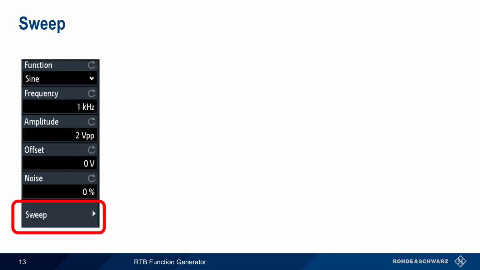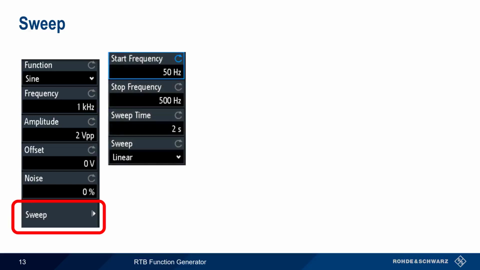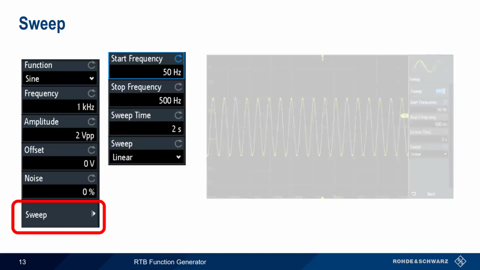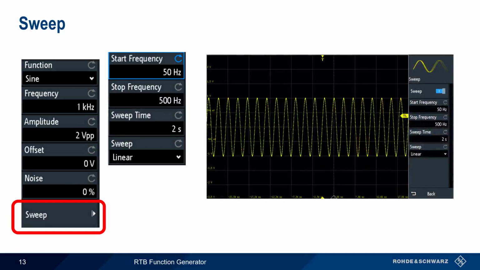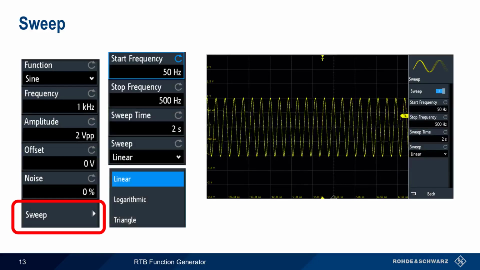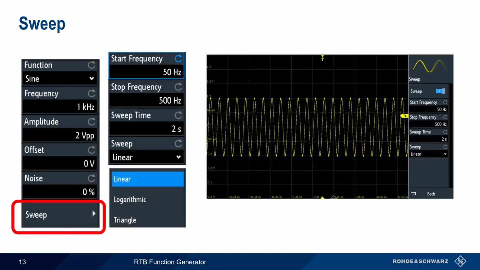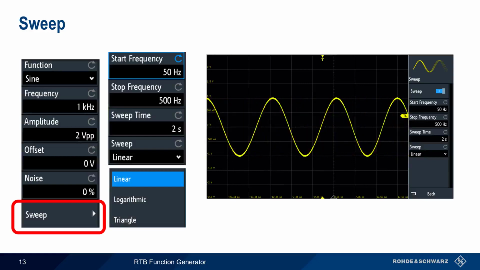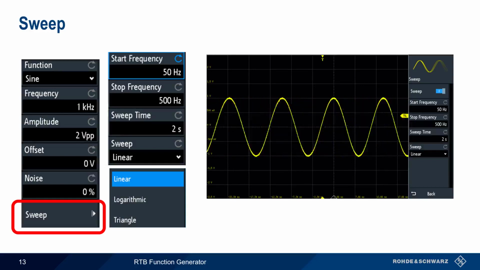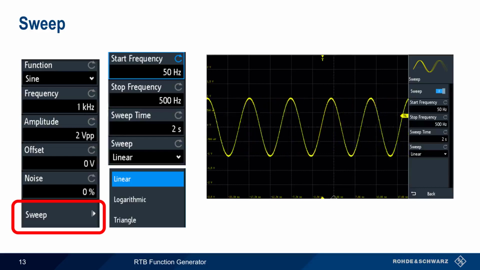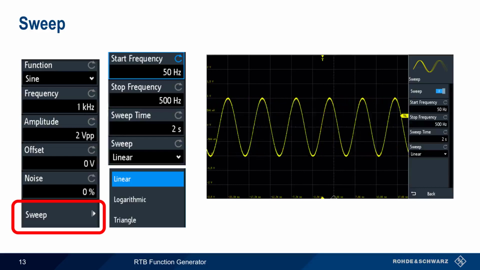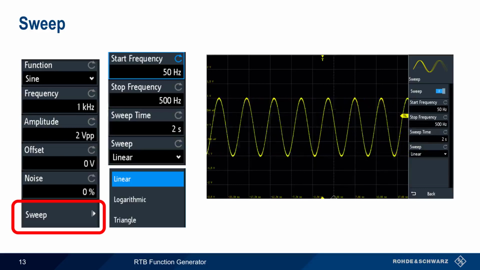Sweep can be used to dynamically vary the frequency of a generated waveform. The start and stop frequencies and the sweep time are specified, and this causes the frequency of the waveform to be swept across this range of frequencies. The sweeping can be done in several ways, such as a linear sweep that goes from low to high and then jumps back to low, or a triangle sweep that ramps the frequency from low to high and then ramps back down from high to low again.